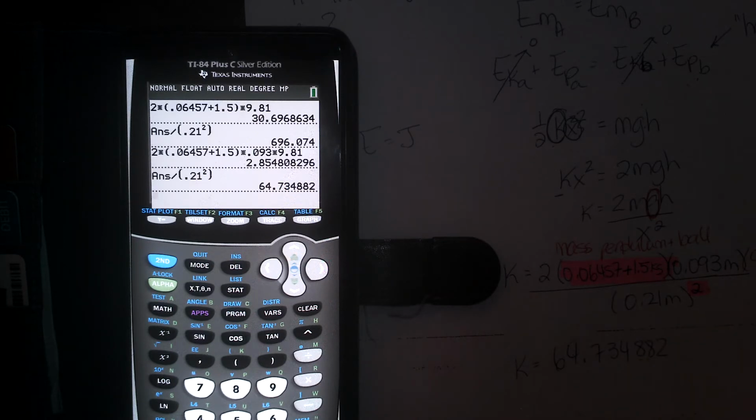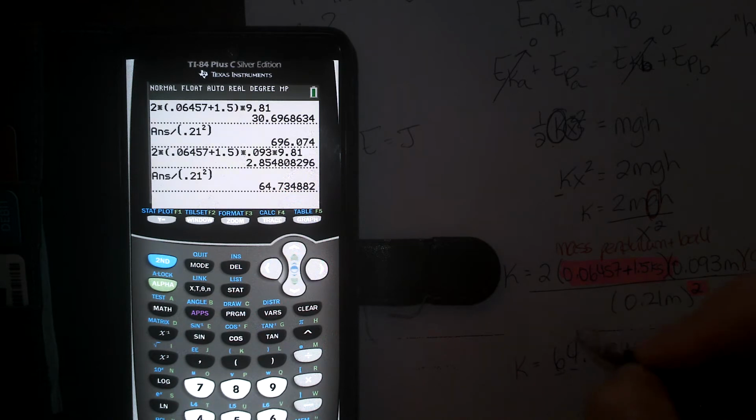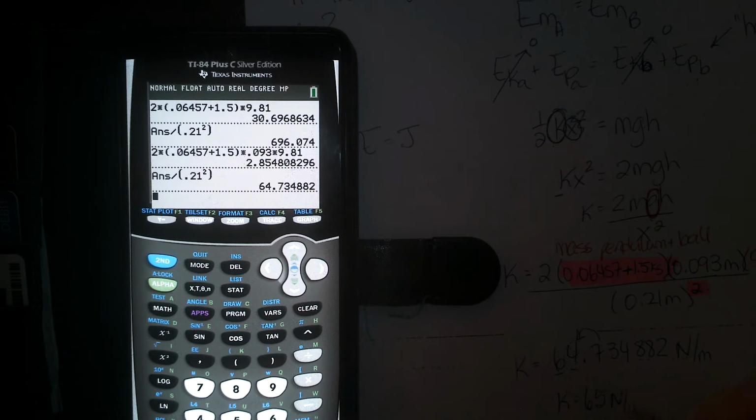And when we look at K being the constant, the spring constant, we know that that unit is newtons per meter. We go back to the original question and we're limited by both the 1.5 kilogram pendulum and the 9.3 centimeter. So 2 decimals, the 7 will play on the 4. K is 65 newtons per meter.